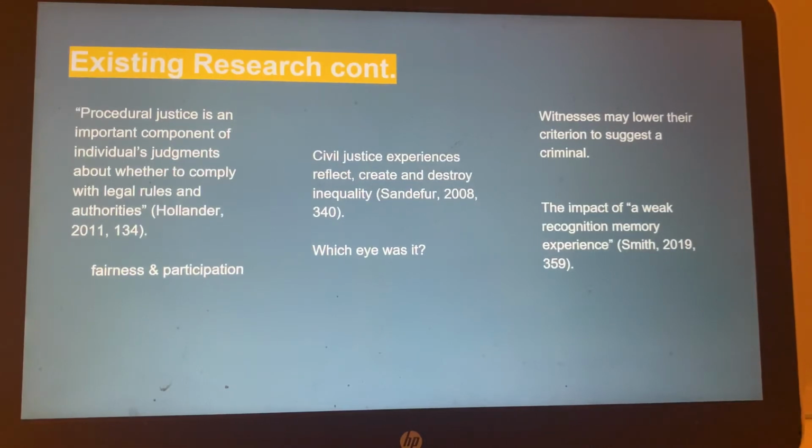And here we have more existing research. All of these three authors connect with each other. We have Hollander, Sandifer, and Smith. Hollander elaborated on procedural justice and how that's an important component of an individual's judgments about whether to comply with legal rules and authorities. And he brings about this concept of fairness and participation, to where there needs to be fairness, meaning that the participant will see how their case is handled and determine fairness through that, whether things were handled right.